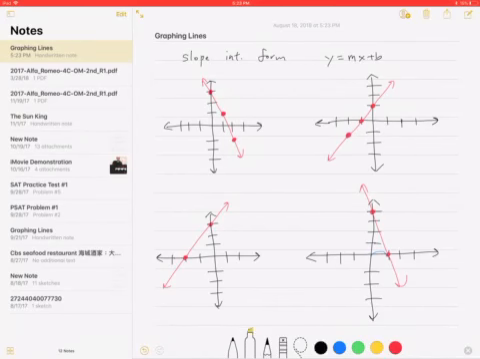In this video, I'm going to show you how to graph things using y equals mx plus b. I have some pre-made figures. We're going to both figure out how to come up with these equations.